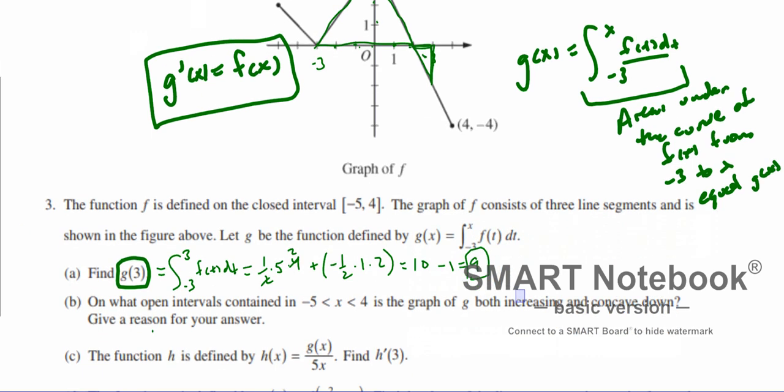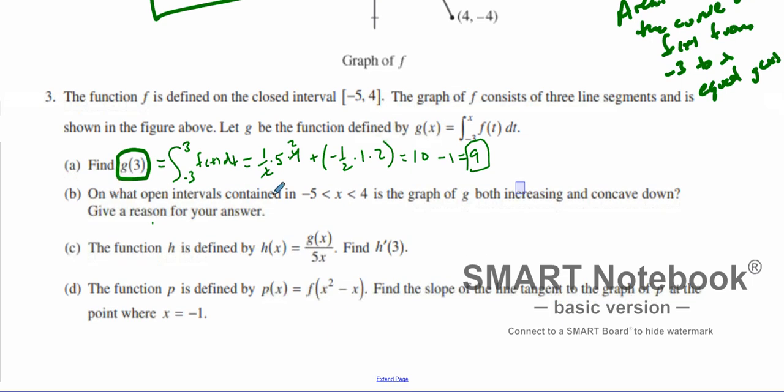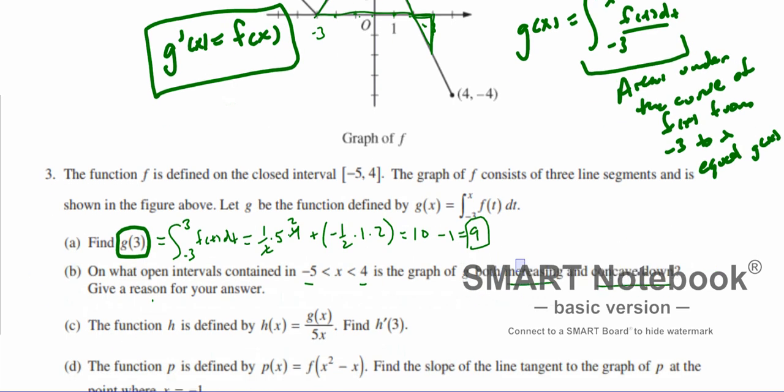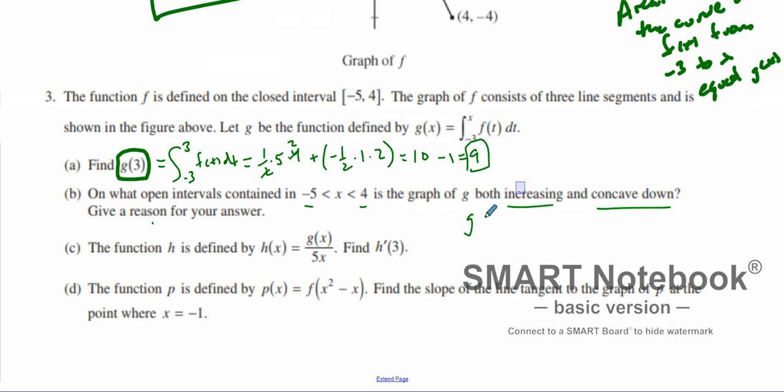All right, that's cool. Now, next thing is we're going to continue on this problem, and it says, on what open interval contained in -5 to 4 is the graph of g both increasing and concave down? So where is it increasing and concave down? Well, we know that g is going to be increasing when g prime, which equals f, is greater than 0. And g is concave down when g prime is decreasing, or where f is decreasing.